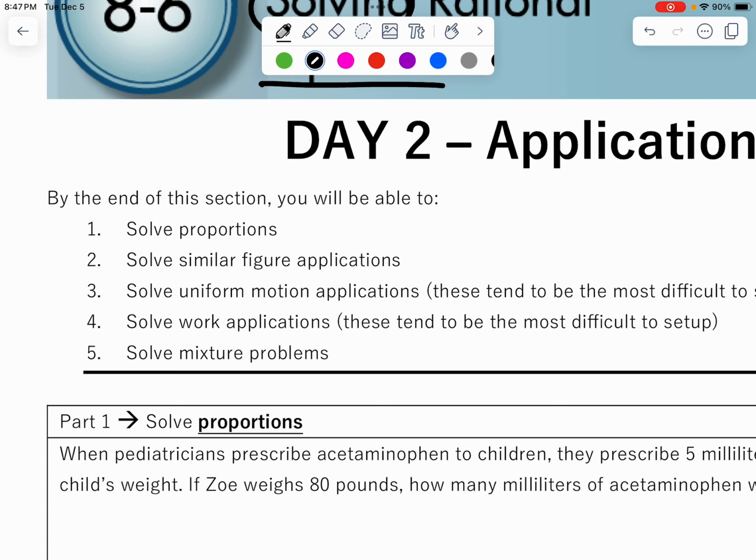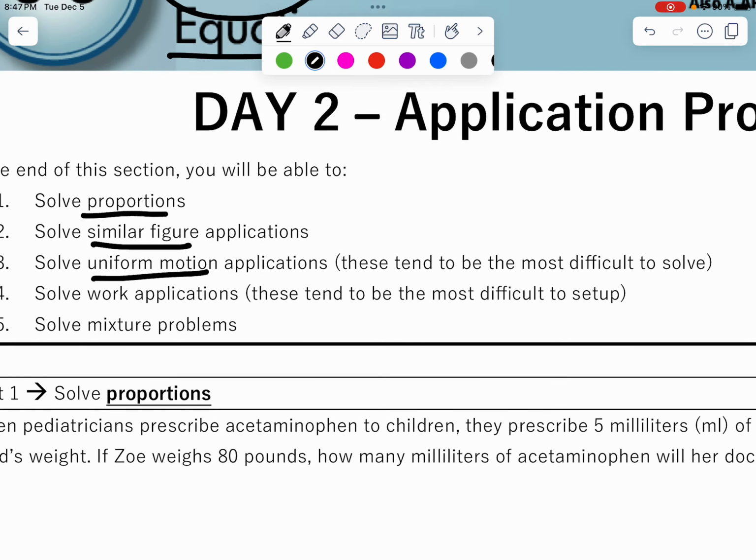By the end of today, you're going to be able to use that skill that you didn't actually develop yesterday to solve proportions, solve similar figures, solve uniform motion, which tends to be the most difficult, and work problems, and one more, mixture problems. So, are you ready?